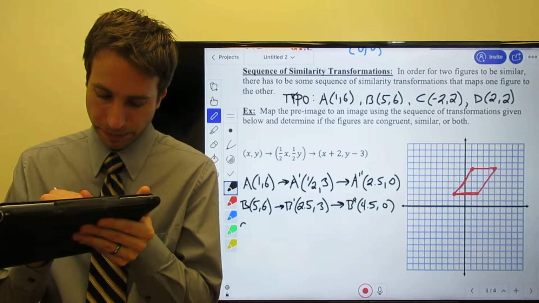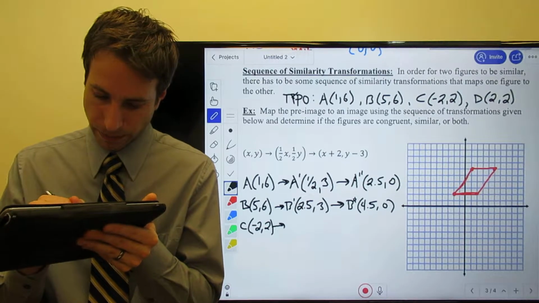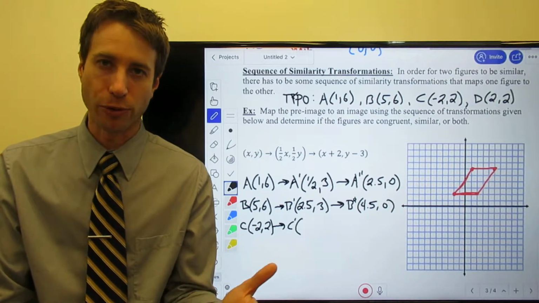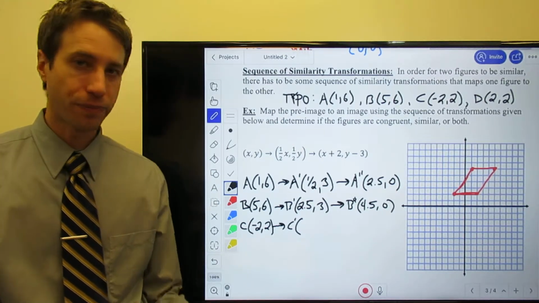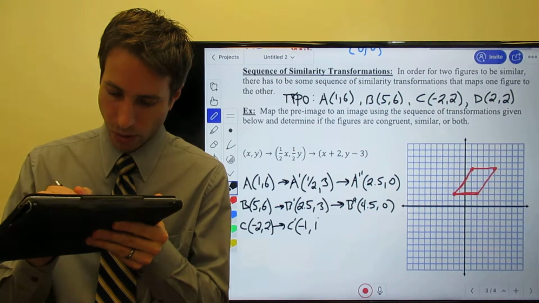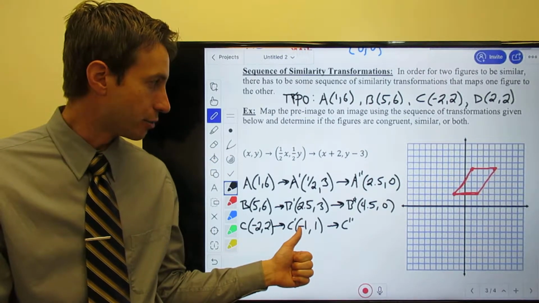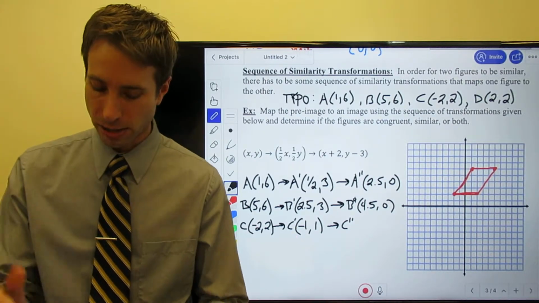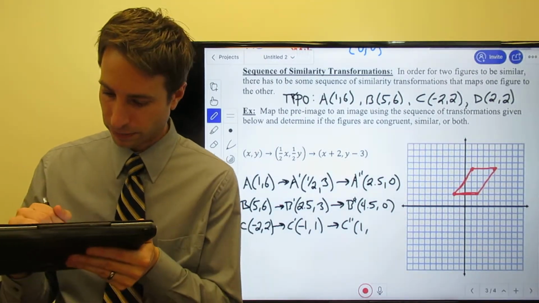Great, next one, C. C was at -2, 2. Here we go, C prime. Actually, this one's really easy. I'm multiplying both of those by 1/2, but that's exactly the same thing as dividing both of them by 2. Anything divided by itself is 1, so this is going to be a negative 1, and that's going to be a positive 1. -1, 1. Now, do the translation. I'm going to add 2 to this one and subtract 3 from this one. If I add 2, negative 1 plus 2 will be a positive 1. And if I take 1 and subtract 3, that's going to be a -2.